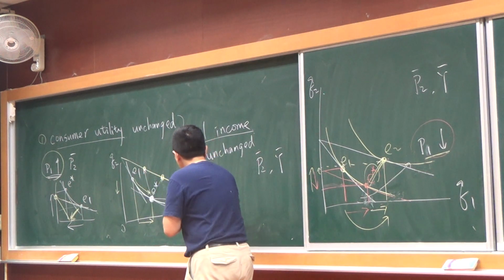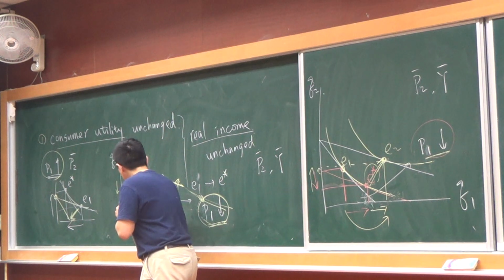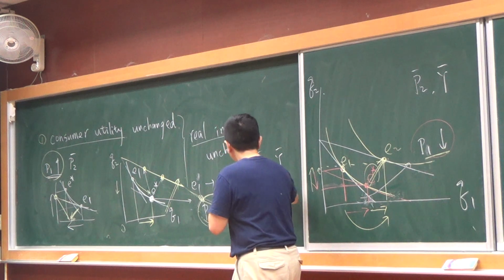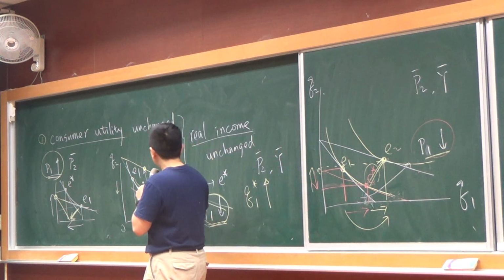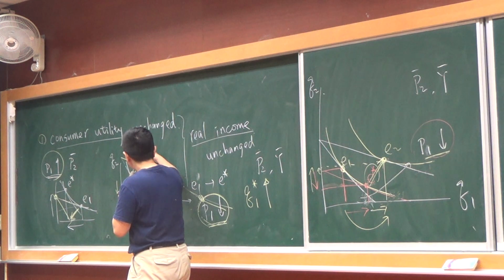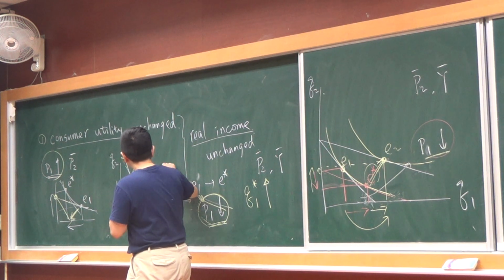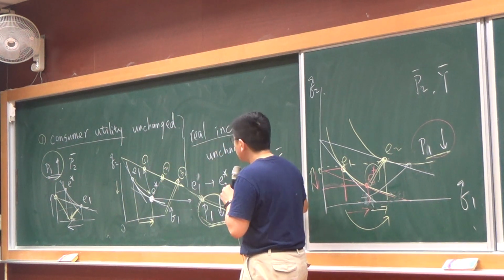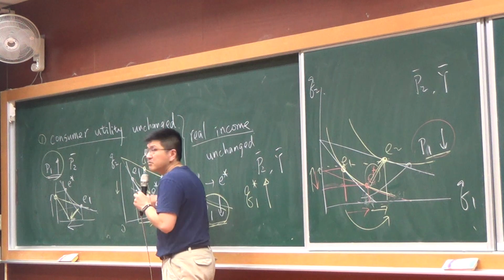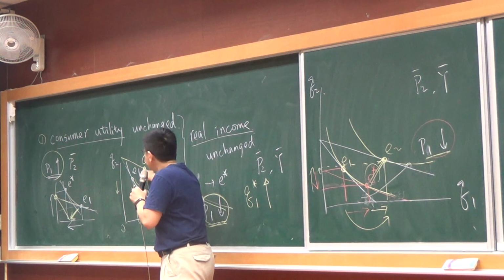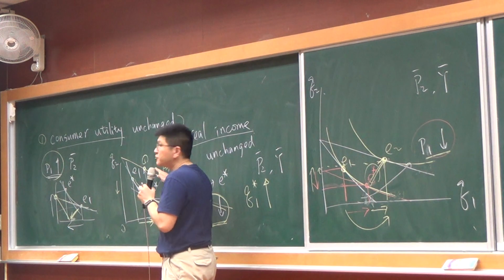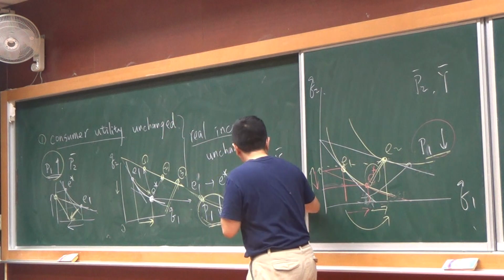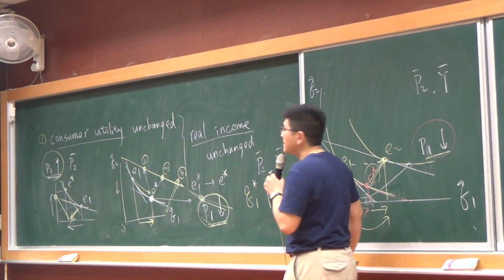So when P1 drops, the substitution effect makes Q1 higher. Say in cases 1, 2, and 3, in case number one, good 1 is inferior, right? As you have a higher real income, you consume less, right? The income effect makes Q1 less.